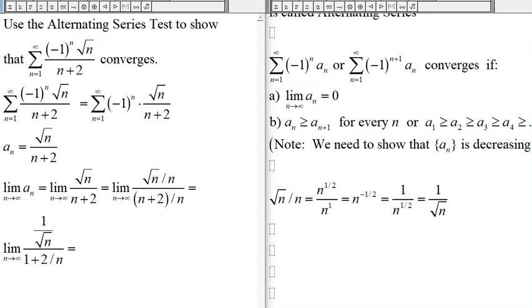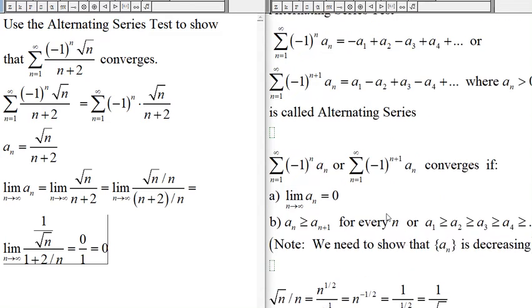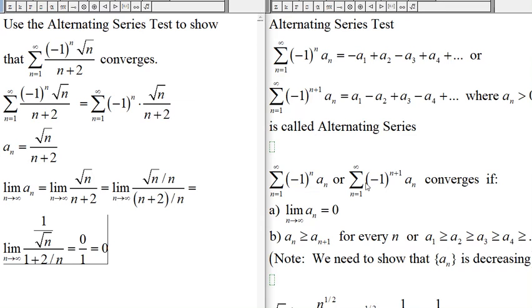So as n approaches infinity, 1 divided by the square root of n will go to 0, and in the bottom we get 1 plus 0, which is 1. So we get 0. So we have shown condition number 1, the limit of a sub n is equal to 0. And now we need to show that a sub n is greater than a sub n plus 1.